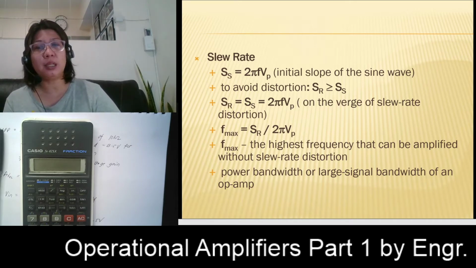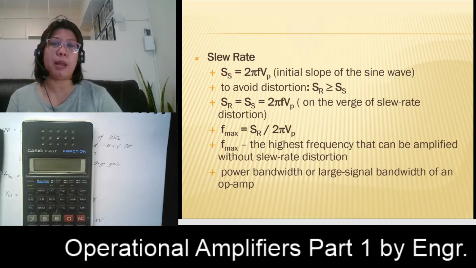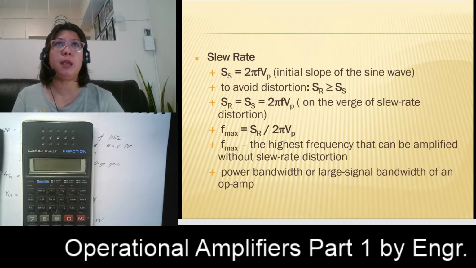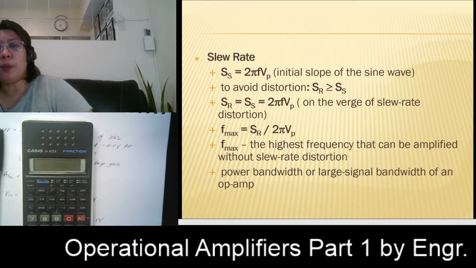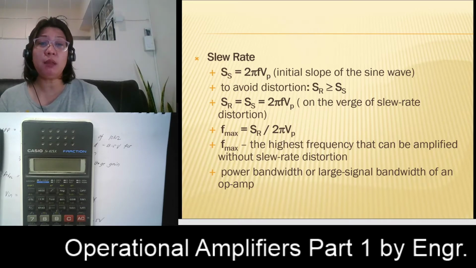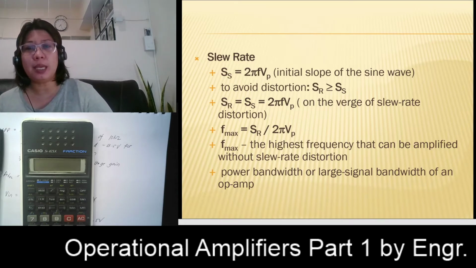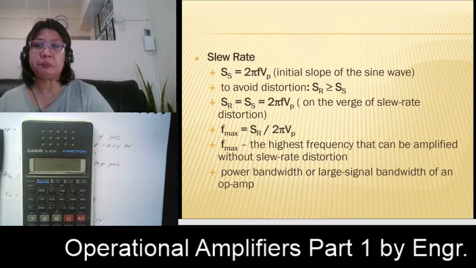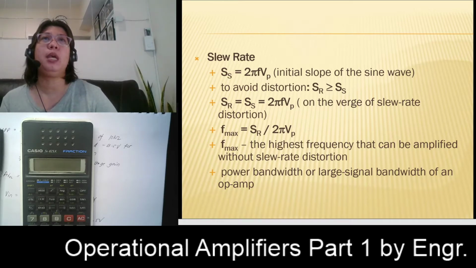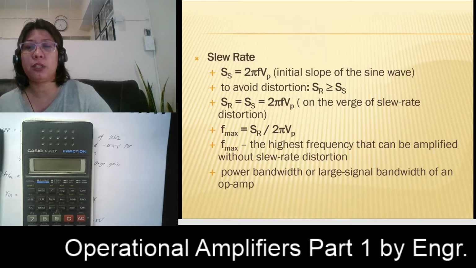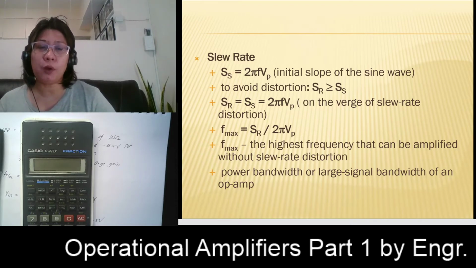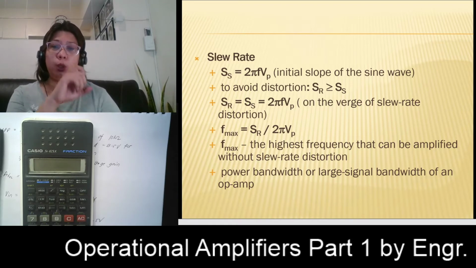And your F max is equal to your slew rate, which is a characteristic value for your op amp, divided by 2 pi multiplied by VP, wherein VP is your peak voltage. Your F max is the highest frequency that can be amplified without slew rate distortion. Other references use the term power bandwidth or large signal bandwidth for F max. So if you encounter the term power bandwidth or large signal bandwidth of an op-amp, that refers to your F max.